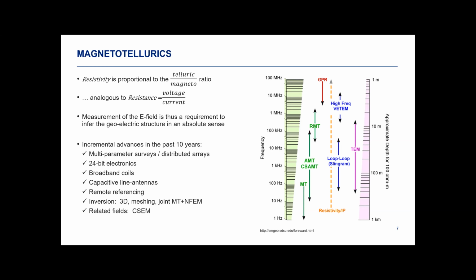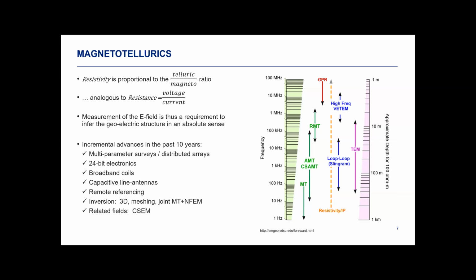But at the time of this, like 10 years ago, I think some very important but incremental advances were made. So we moved from single acquisition sites to distributed arrays. The electronics got better. The coils got better. So now it's possible to go out and just lay out one set of coils rather than a high frequency set and a low frequency set.